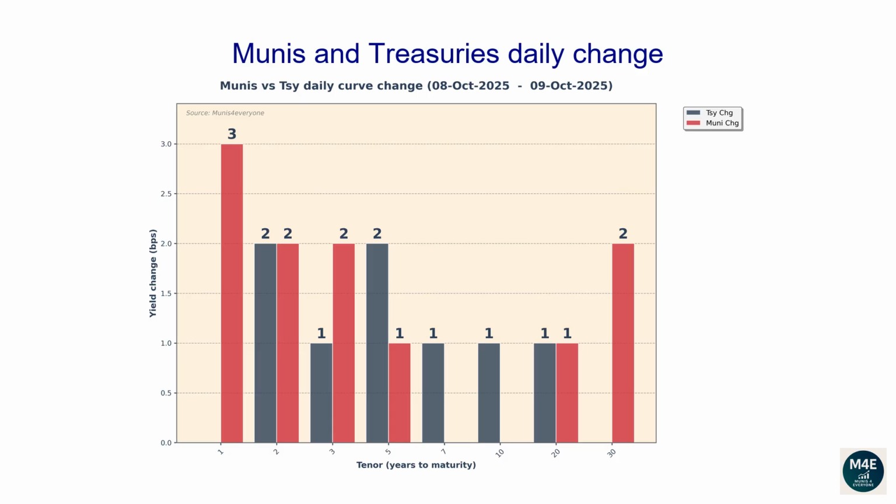Compared to the prior day, Treasury bonds sold off or remained unchanged across the curve. As a reminder, when people say that rates sold off, it means Treasury bond prices moved lower.